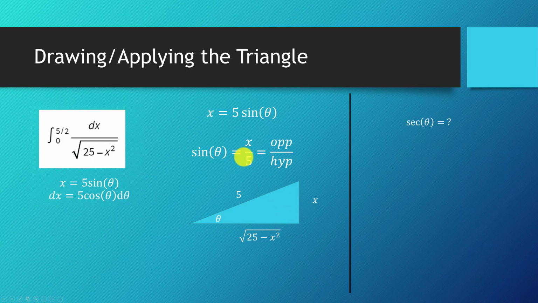Cool. And let's just check what would secant of theta be. And I just chose these randomly. So secant theta is hypotenuse over adjacent, since it's the reciprocal of cosine. And so we'll get 5 over square root 25 minus x squared, because the hypotenuse is 5, and the adjacent is square root 25 minus x squared.